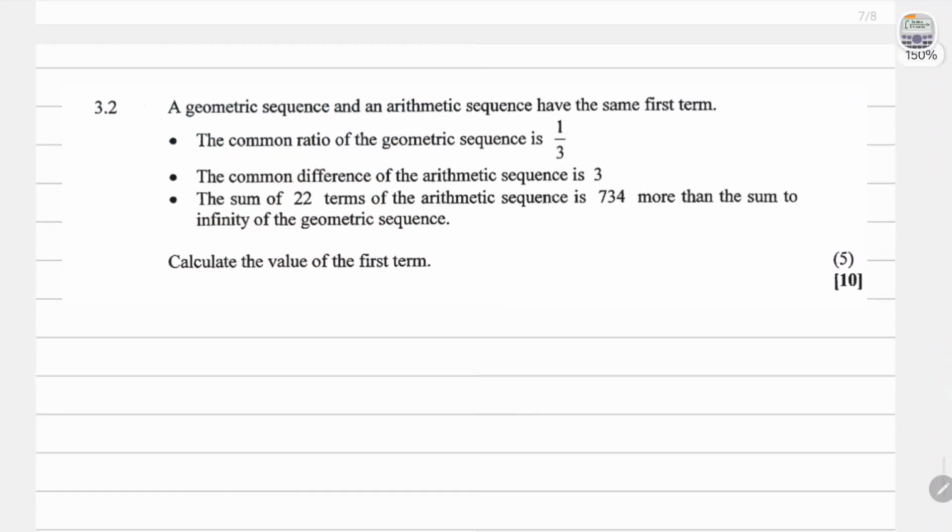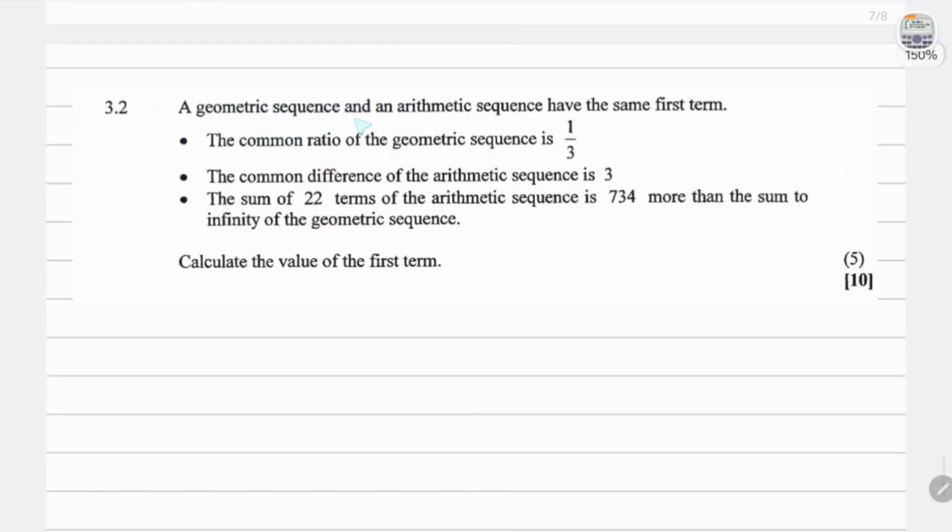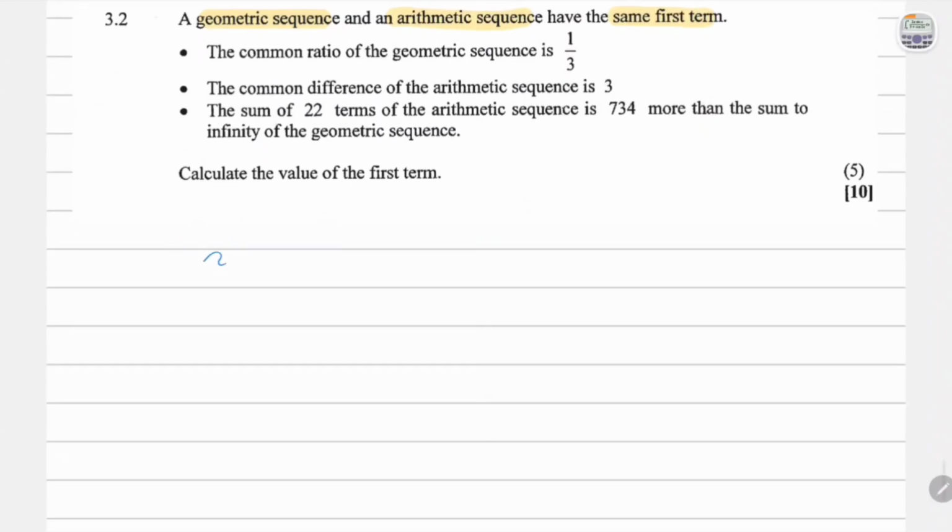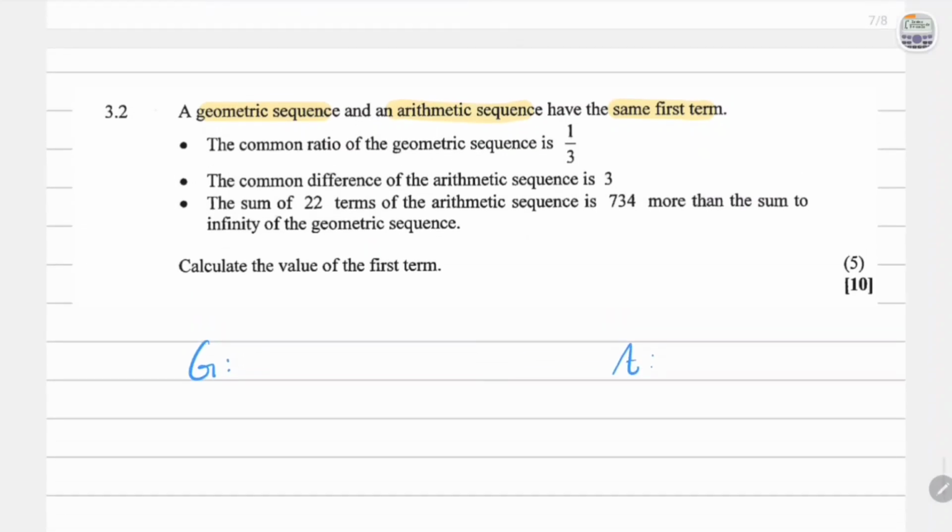Question 3.2 says, a geometric sequence and an arithmetic sequence have the same first term. Okay, so in both sequences, we can just call the first term A, like it usually is called. So let's make columns for them. This is for our geometric sequence, and that will be for our arithmetic sequence. The only thing we know about them is that they both have a first term A, and we'll just call them A.